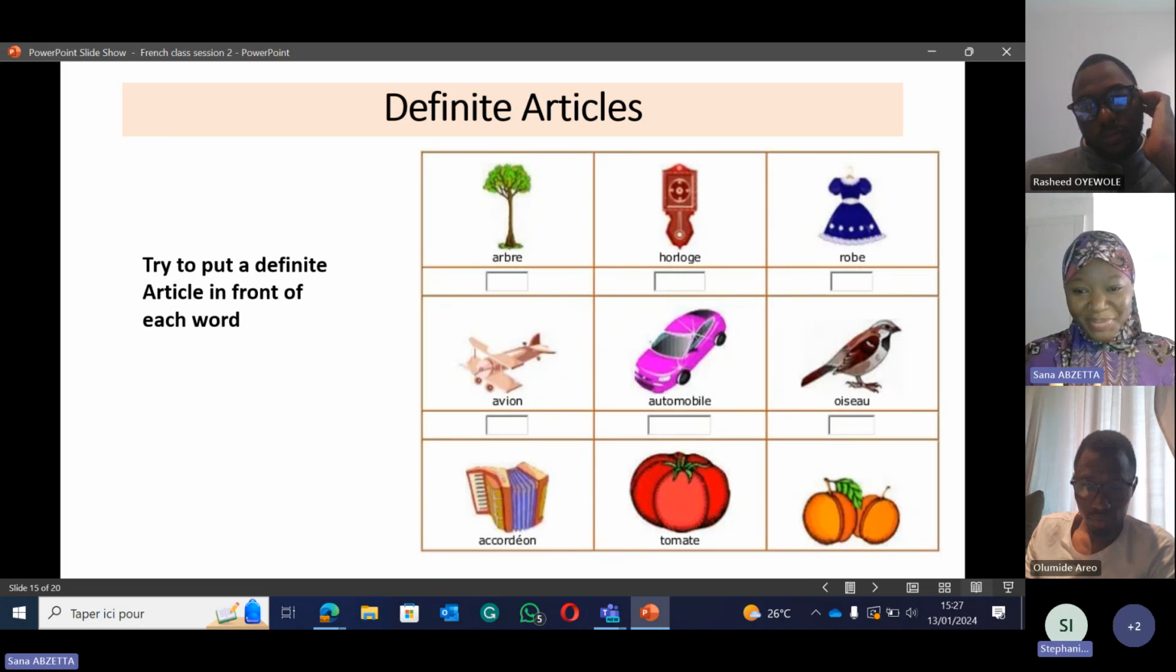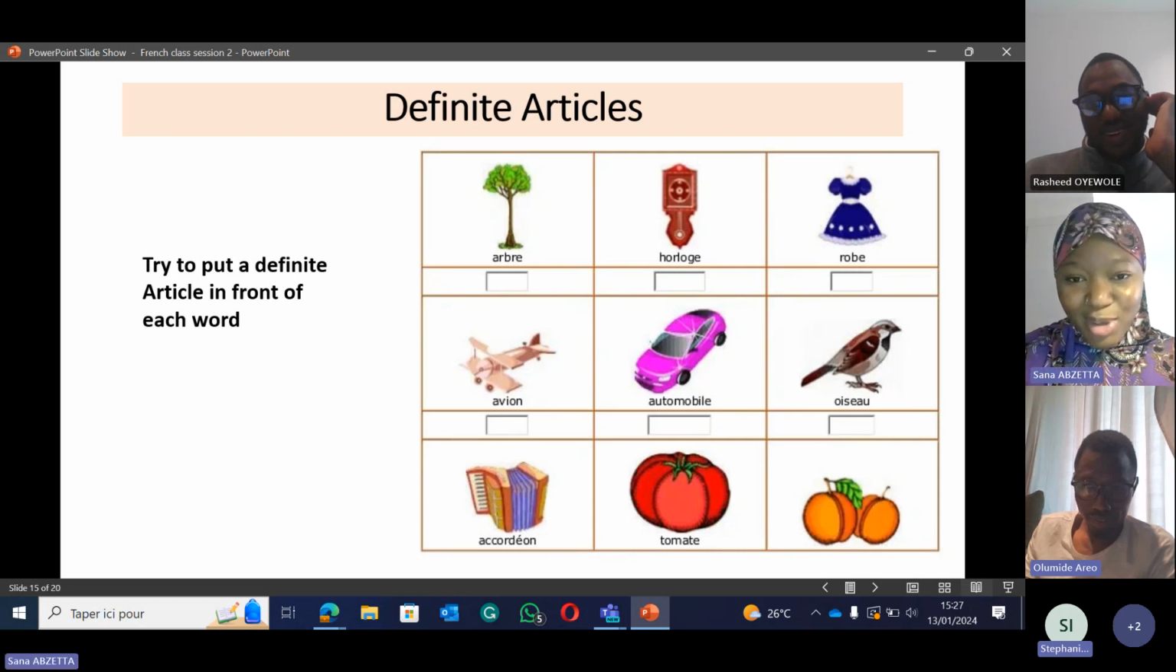Is it more clear? Yeah. Okay, let's repeat it again. It's not clear.